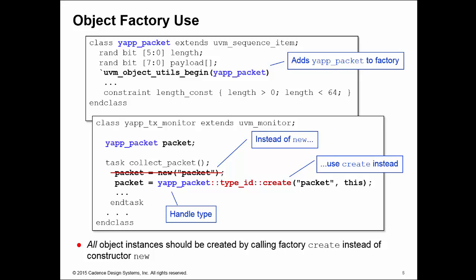So all of your object instances should be created using factory calls instead of making direct calls to the constructor. Because if you make a direct call to the constructor, the user can no longer use a type override to change that instance.